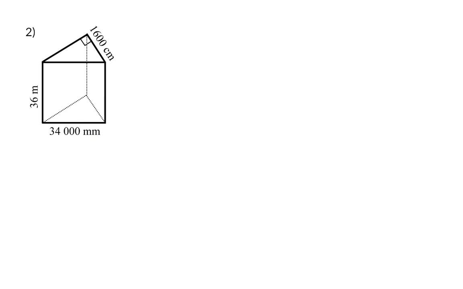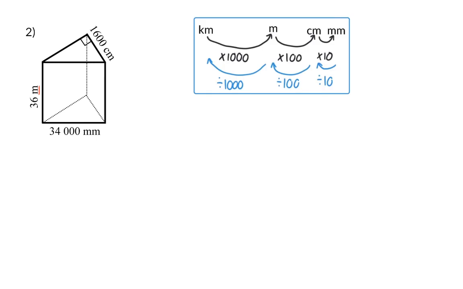Our second example is also a triangular prism, which is just positioned differently to the first one. Here, however, you need to realize that there are different units given in the sketch. So, before determining the area, you need to ensure that all the lengths are in the same unit. I'm going to rewrite all the lengths in terms of meters. So, 1,600 centimeters needs to be divided by 100 and will then be 16 meters. 34,000 millimeters needs to be divided by 1,000 to change to meters, and that will be 34 meters.